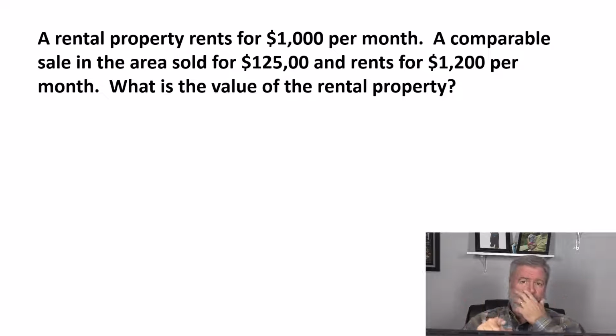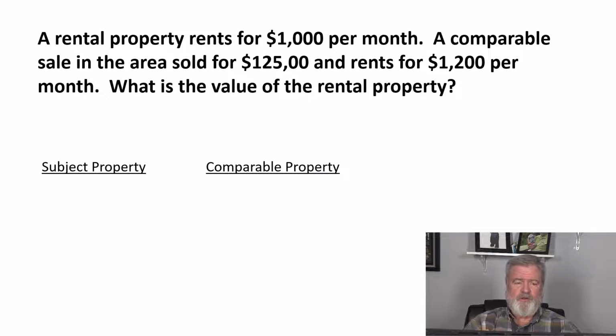Look, what I'm about to show you here is exactly what I've always done myself when I'm taking an exam. So I know I'm dealing with my subject property. In this case, it says the property rents for $1,000 a month. That's my subject property. But it also gives me a comparable property. And what I'm going to do here is just fill in these blanks. Okay? I'm going to extract information out of this question and put it in the right places. To me, it gives me a better visual where I can see what I'm doing and understand it better.